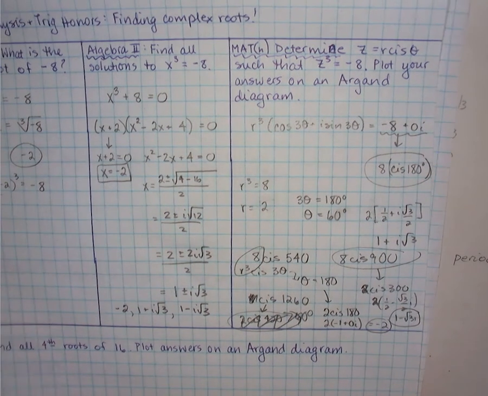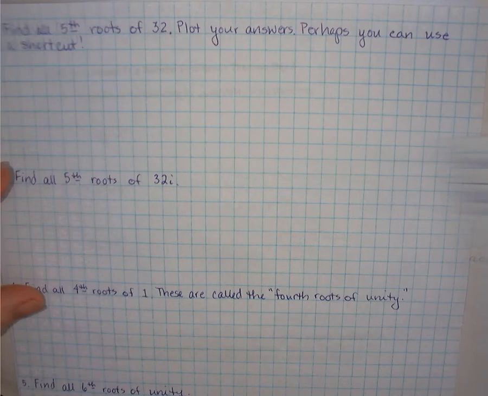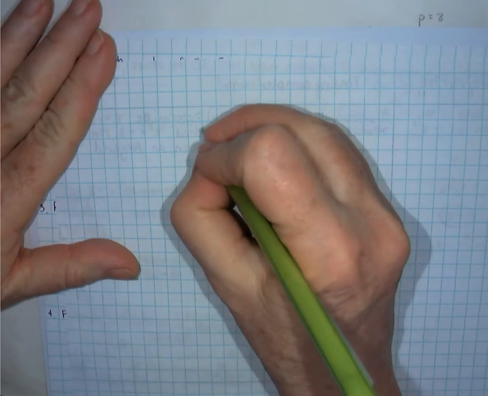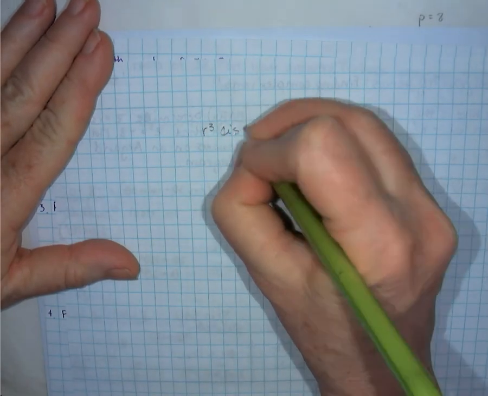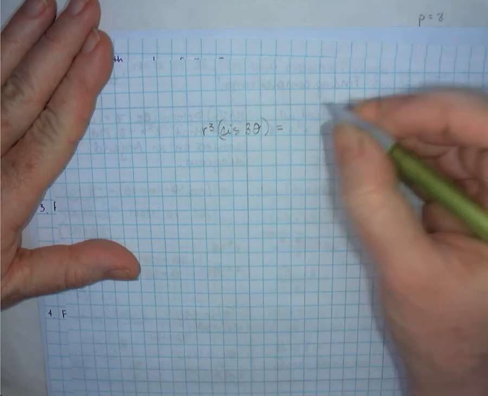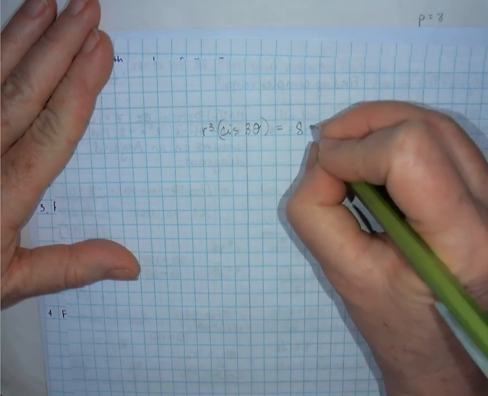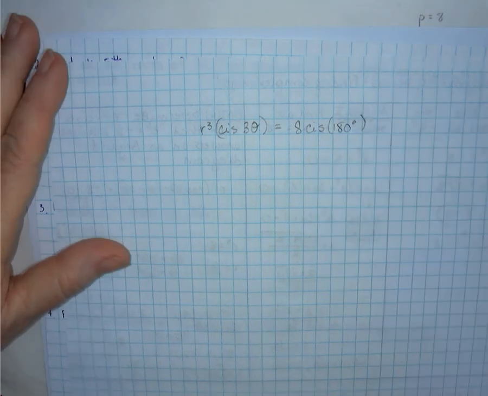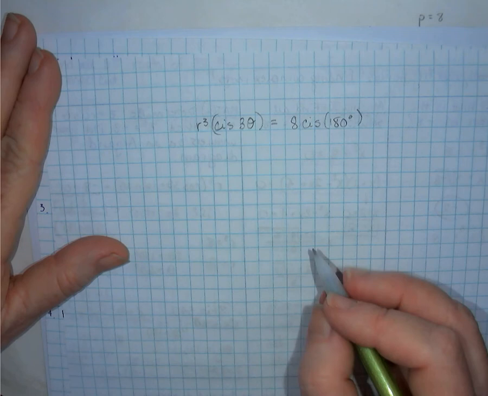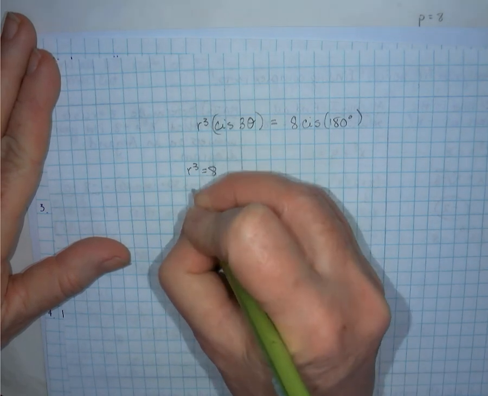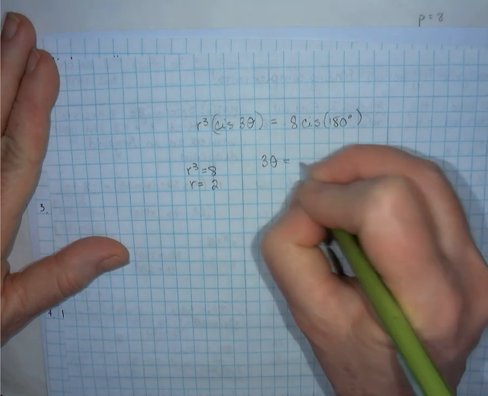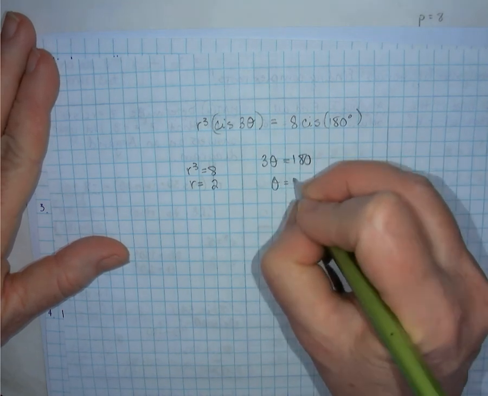And now I'm going to go through this in kind of a more orderly fashion. So here's what we have. We're looking for all the roots of -8. So what we have is r cubed cis 3 theta is going to be 8 cis 180 degrees. So we can match up our pieces. So r cubed is going to be 8. So r, no matter what we do, is going to be 2. 3 theta is going to be 180 degrees. So theta is going to be 60 degrees.